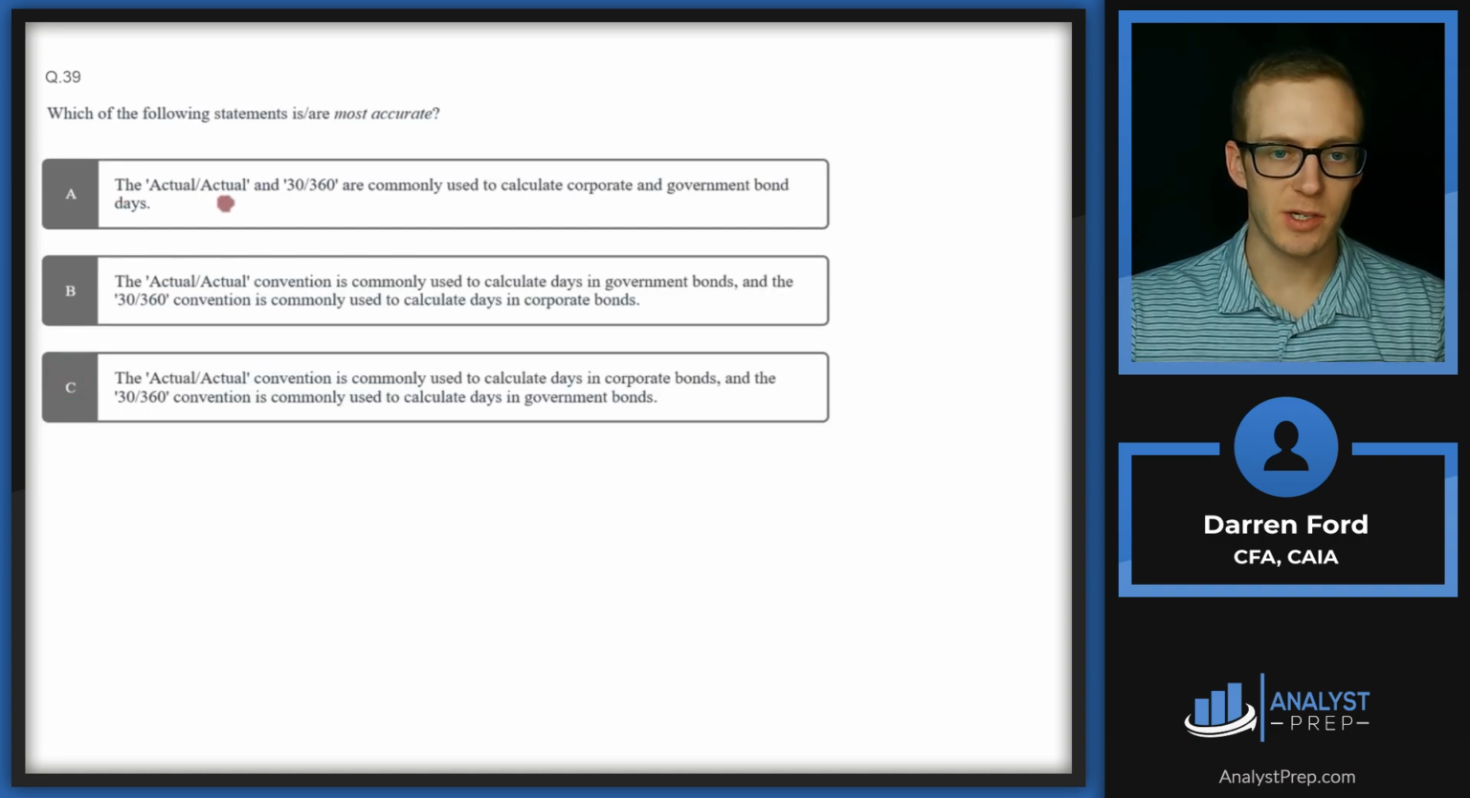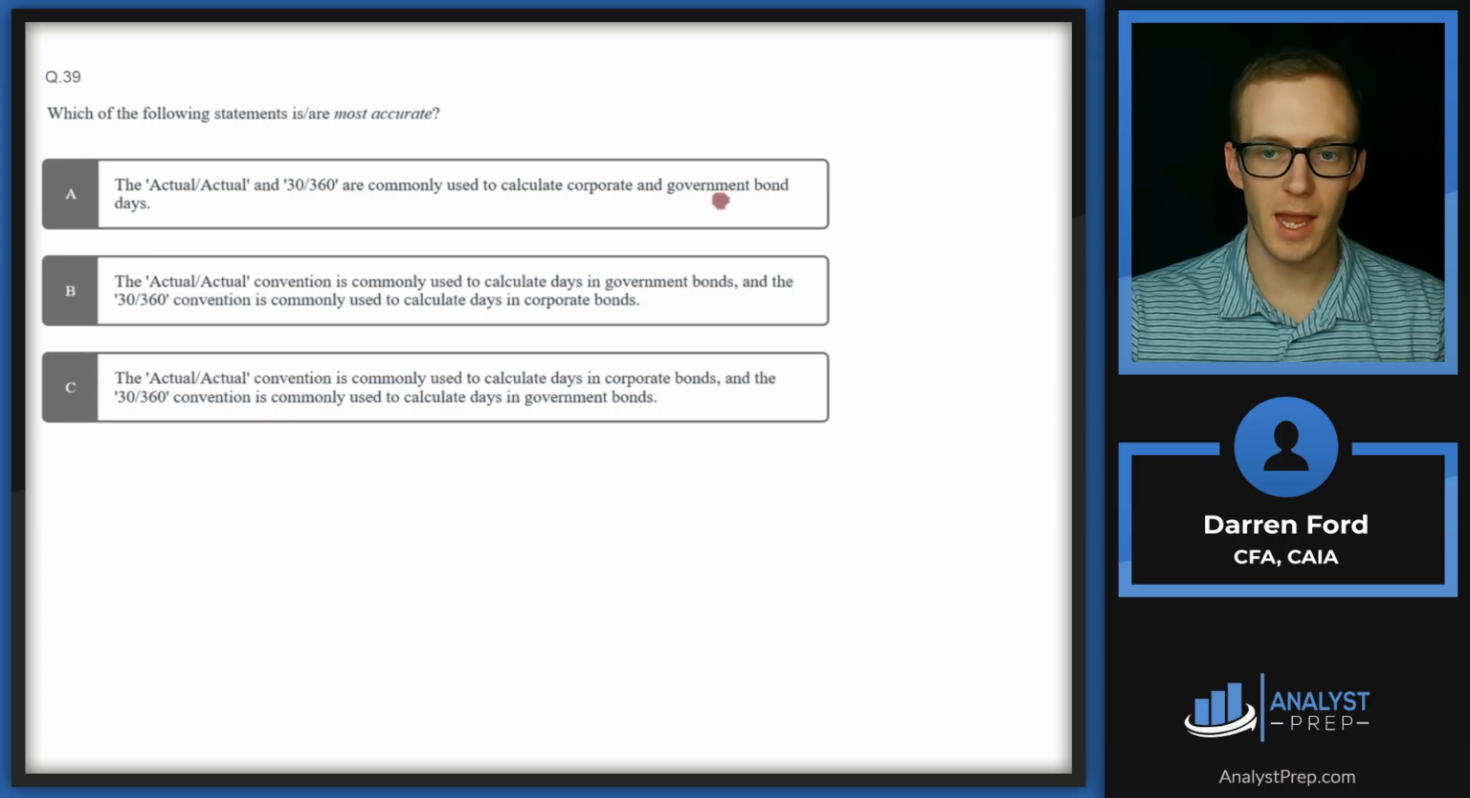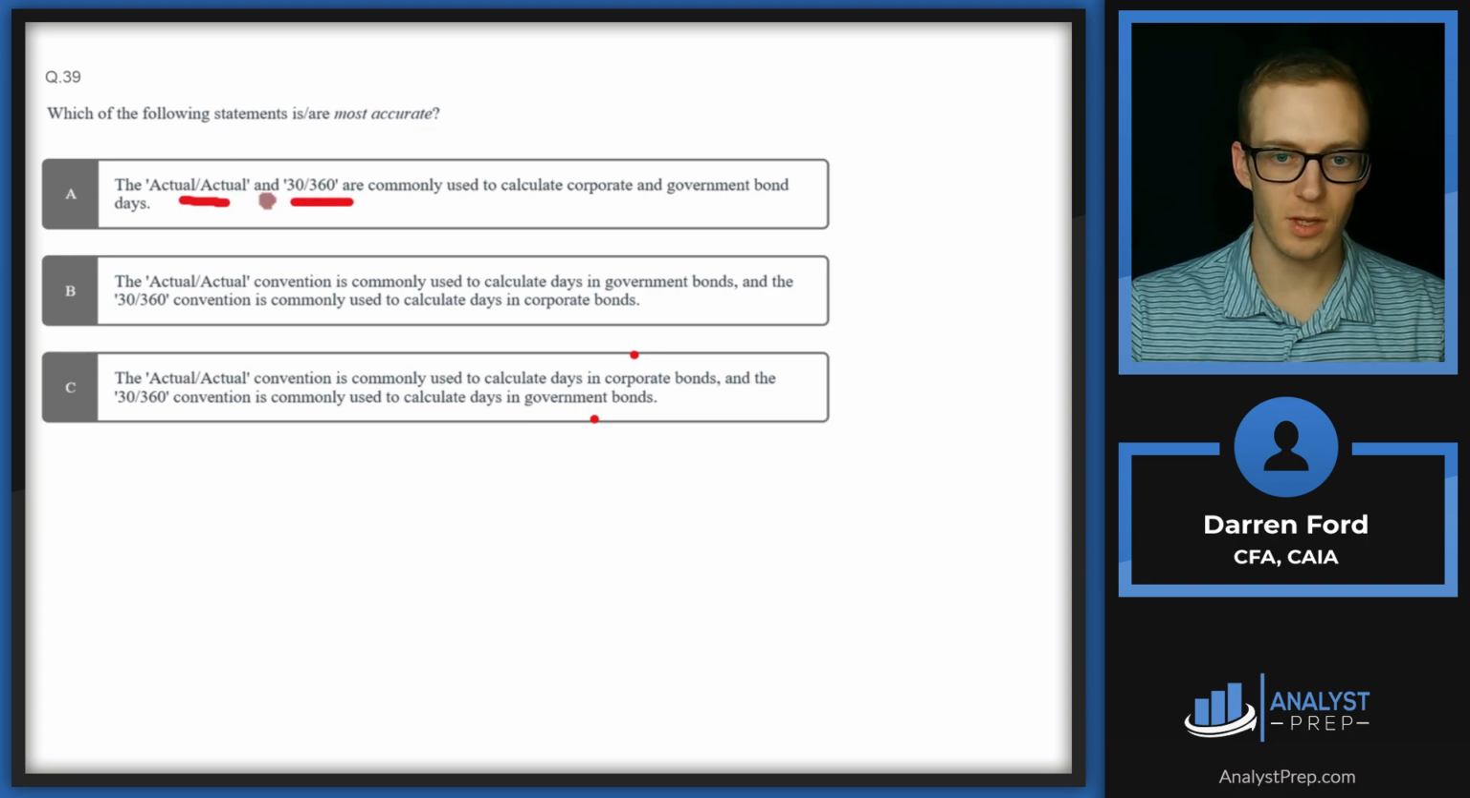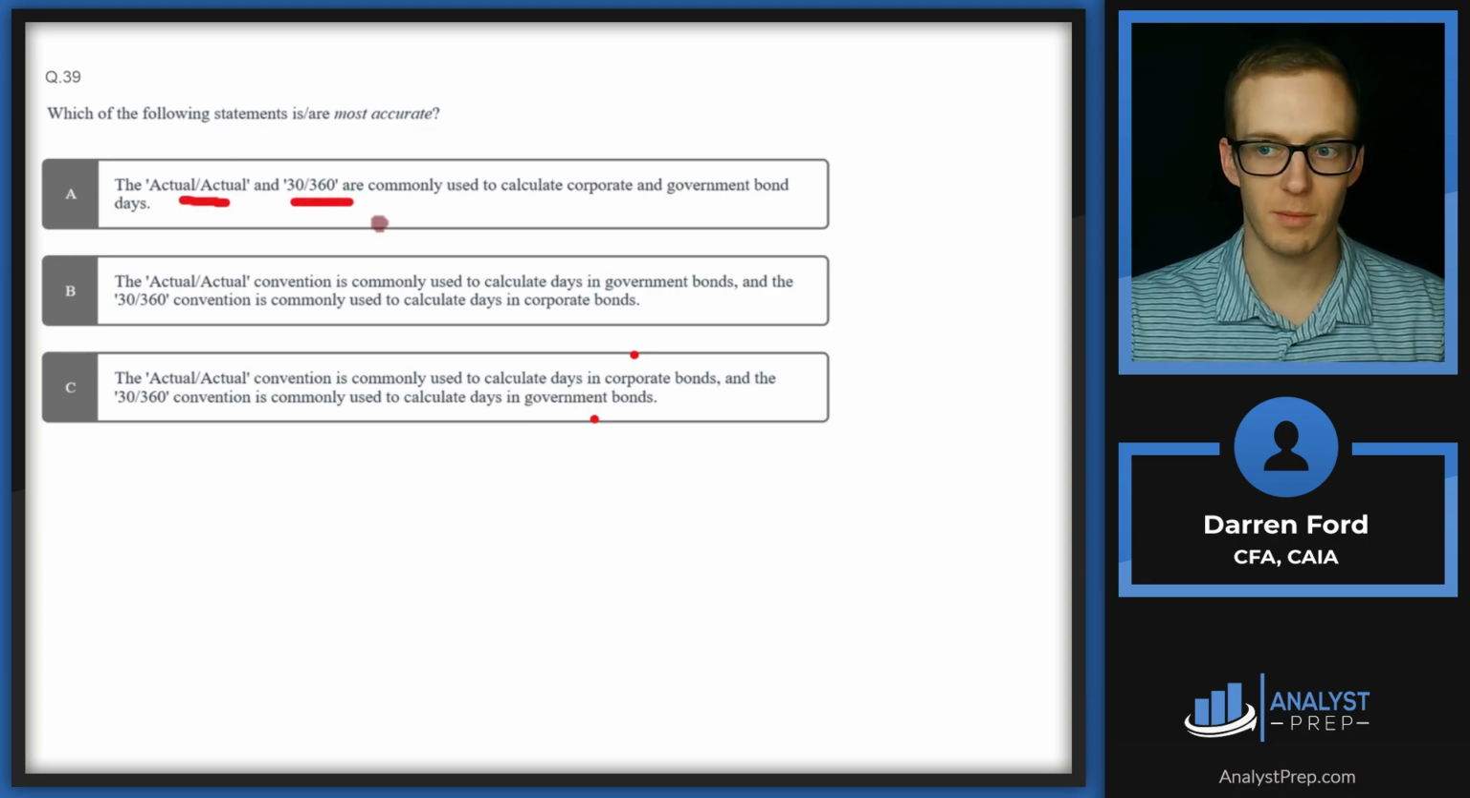A, the actual and 30/360 are commonly used to calculate days for corporate bonds and government bonds. B, the actual convention is commonly used to calculate days in government bonds, and the 30/360 convention is commonly used to calculate days in corporate bonds. Or C, the actual convention is commonly used to calculate corporate bonds, and 30/360 is used for government bonds. So we're looking at these two different types of conventions for calculating the yield in a bond.